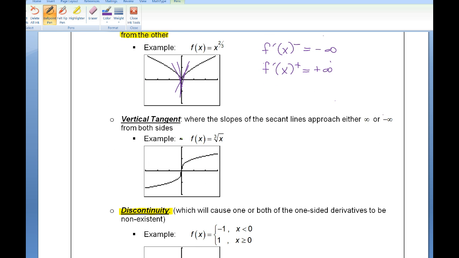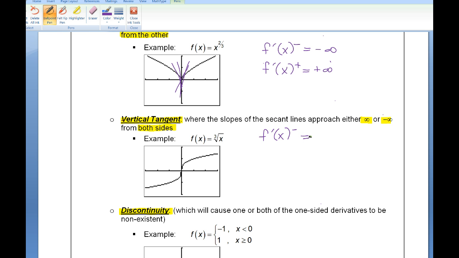Just go with it. It's like a vertical tangent. Okay, vertical tangent is when they both approach positive infinity or negative infinity from both sides. So this example, oops, sorry, not the limit. I keep writing limit.